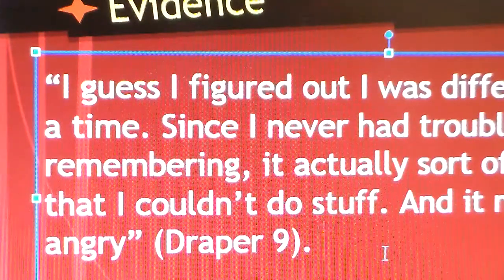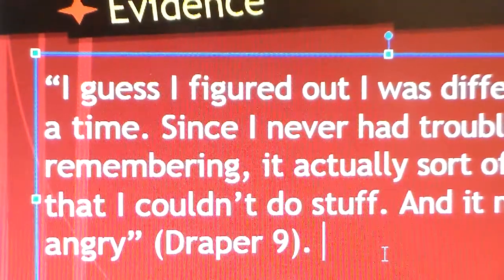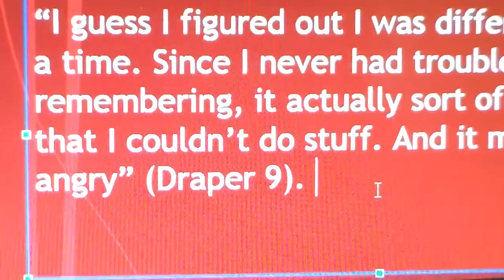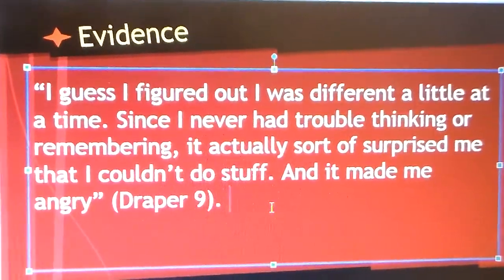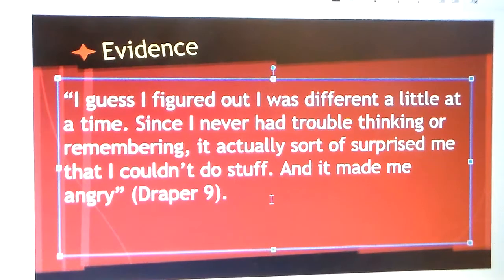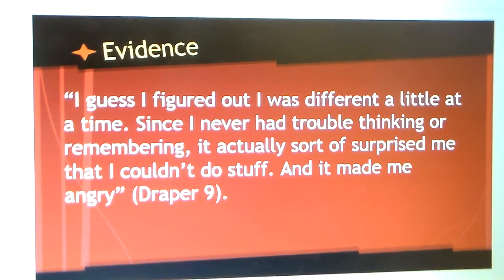Notice where my period is at. Right here after the parentheses. Let me zoom in again so you can see exactly where the period goes. Oh look, it's right there at the very end. If you follow my example for citing your quotes directly, you will be in the advanced category for proper MLA formatting. That is your goal.